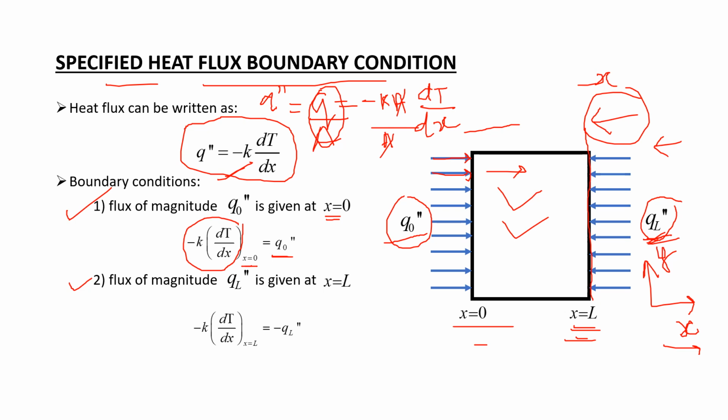Now let's see the second boundary condition. Flux of magnitude qL is given at x equal to L, so we can write it as minus k dT by dx, that is the flux at x equal to L, is equal to minus qL double dash. This minus is given because it is in the negative x direction. I hope you have understood the two boundary conditions. Let's now move on to the next slide.